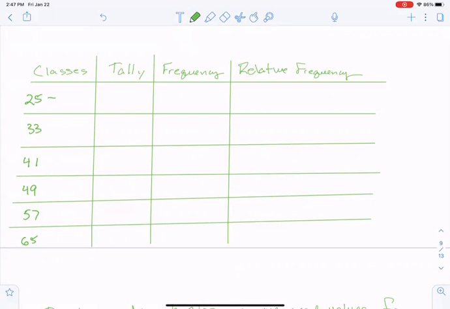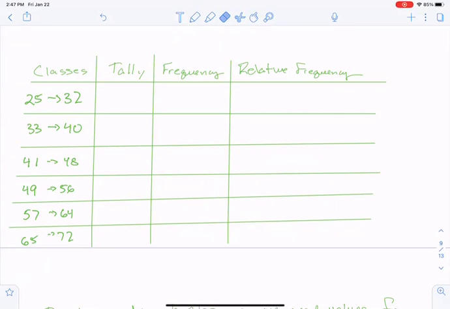To find our upper class limits, if I know this lower class limit is 33, this upper class limit has to be 32. These classes are designed to butt up right next to each other. So I can find the next upper class limit by just adding 8 to my first upper class limit. So I'll get 40, 48, 56, 64, and 72.